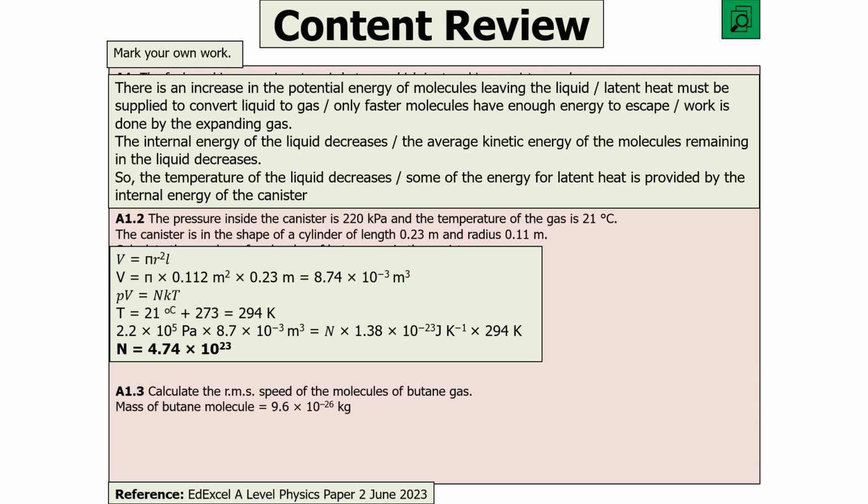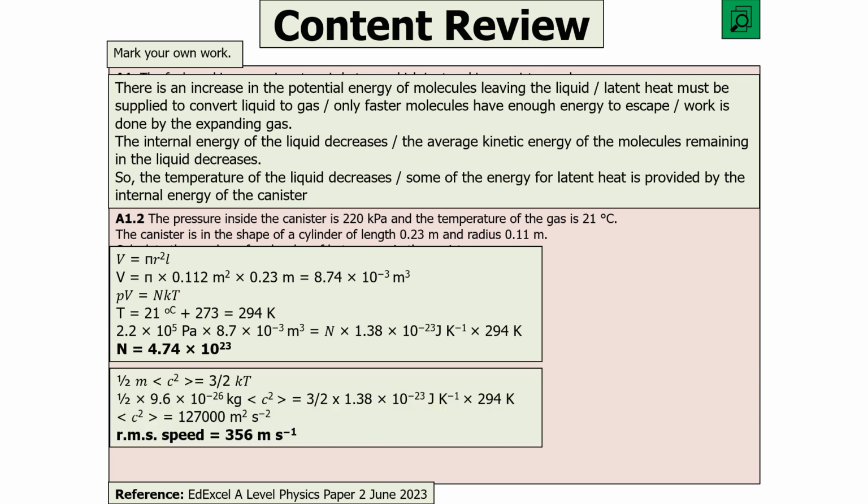In the next one, we know a half mc squared equals 3/2 kT. We know m from the previous question, so we know that m can be 9.6 times 10 to the minus 26 kilograms. We then know what k is.